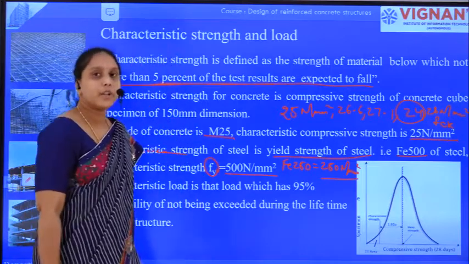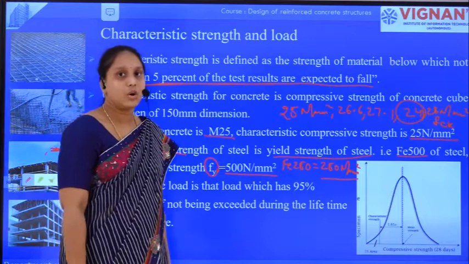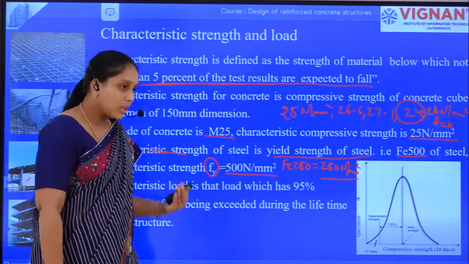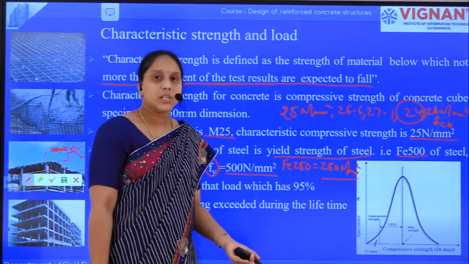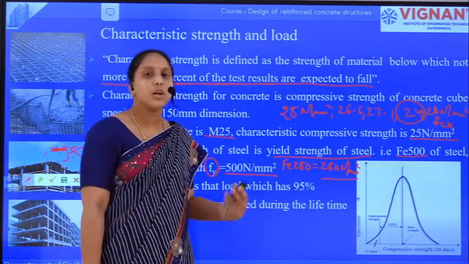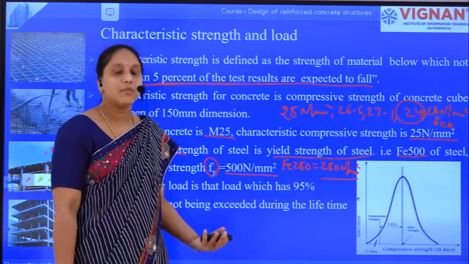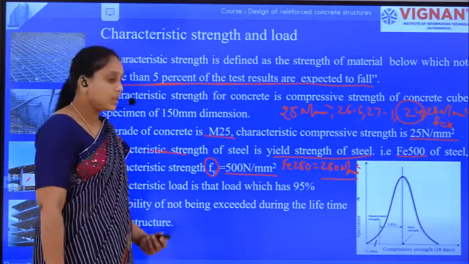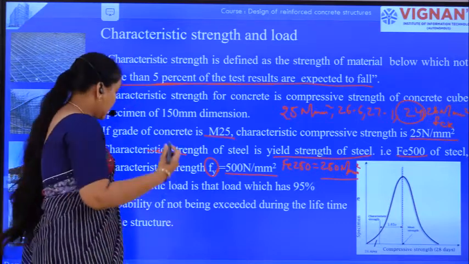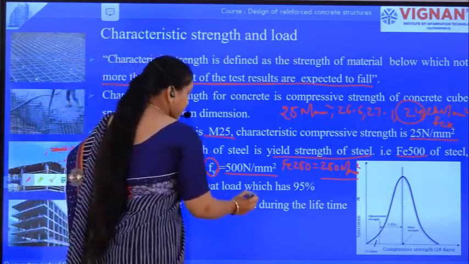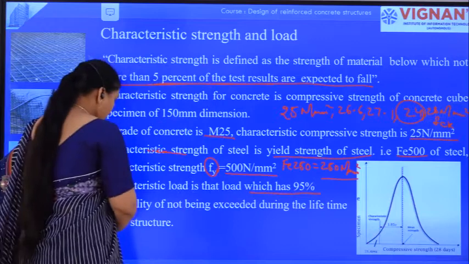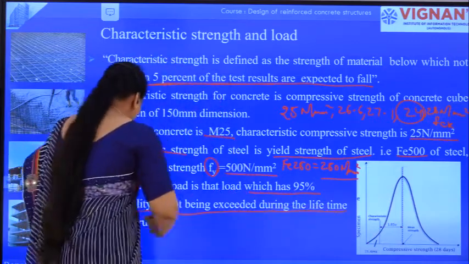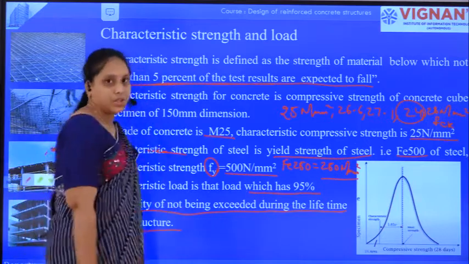Now let us see what is meant by the characteristic load. All these definitions, the characteristic strength and the characteristic load, are given in IS 456-2000. From that only all these definitions are being taken. So what is characteristic load? The load which has 95% of probability of not being exceeded during the lifetime of the structure.